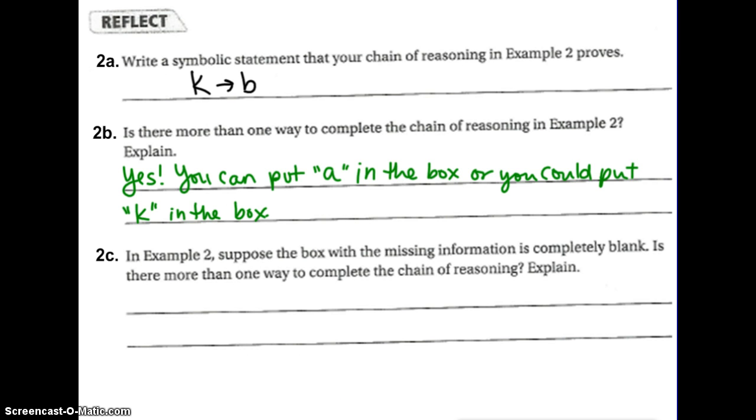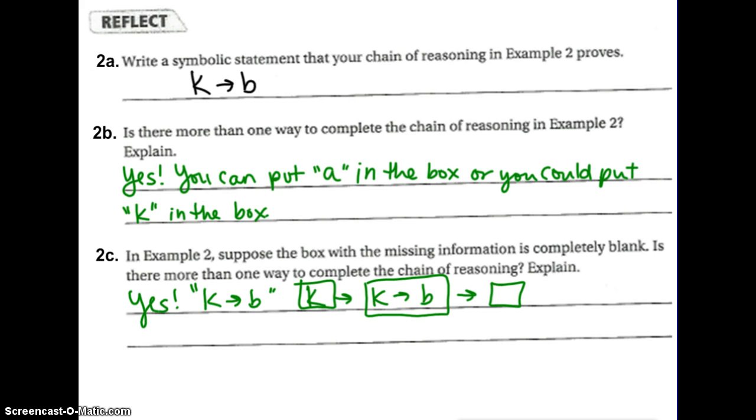Alright, in example 2, suppose that the box with missing information is completely and entirely blank. Could we then replace that box? So we have here K implies M. Let's say that the whole box is blank. Well, could you kind of just cheat a little bit and put K implies B and be done with it? So if we put K implies B in the box, we're done. Easy peasy, right? You would just say K implies B in that box, which would then imply B, and then you'd be done with it. Okay? So make sure you have these all written down for me.